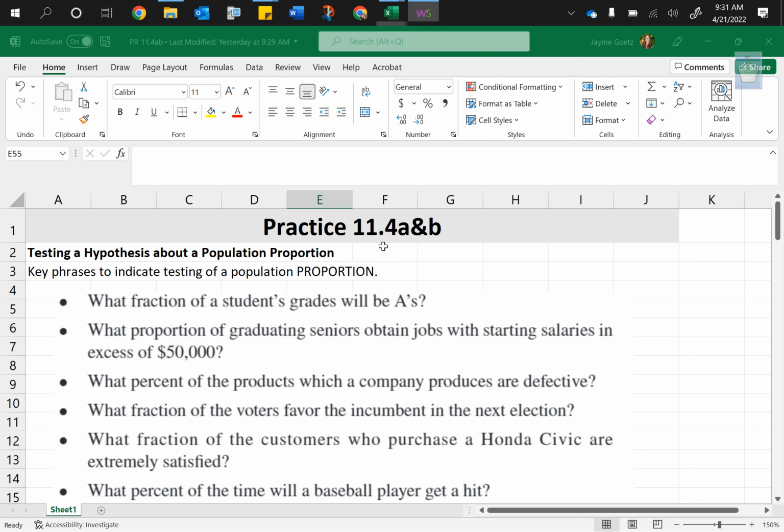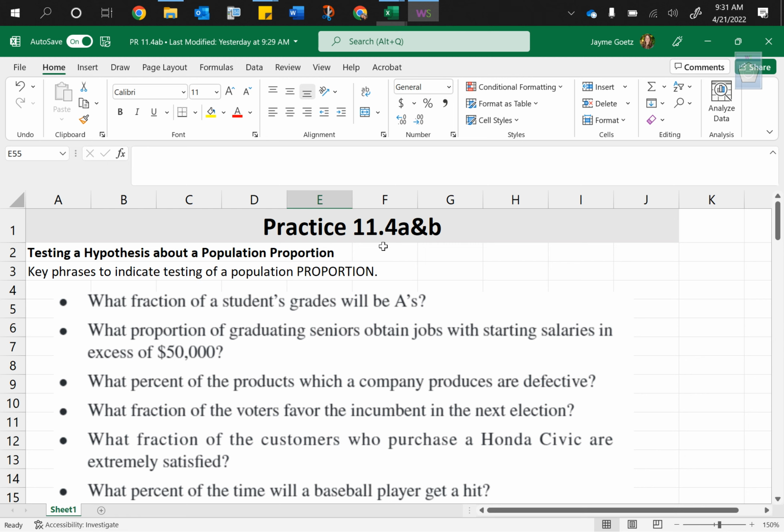Okay, so today we're going to talk about testing a hypothesis about a population proportion. So far we've just been testing hypotheses about population means. Okay, mu equals this, mu is greater than this, mu doesn't equal this. It's all been about population means. Today, it's the same concept, except we're talking about population proportion.